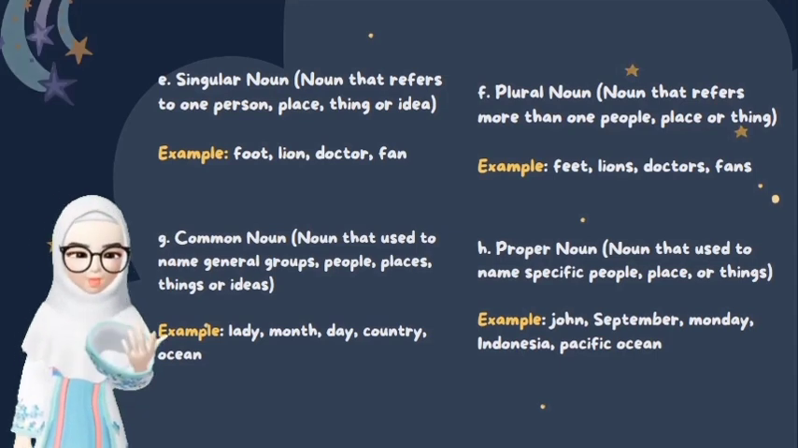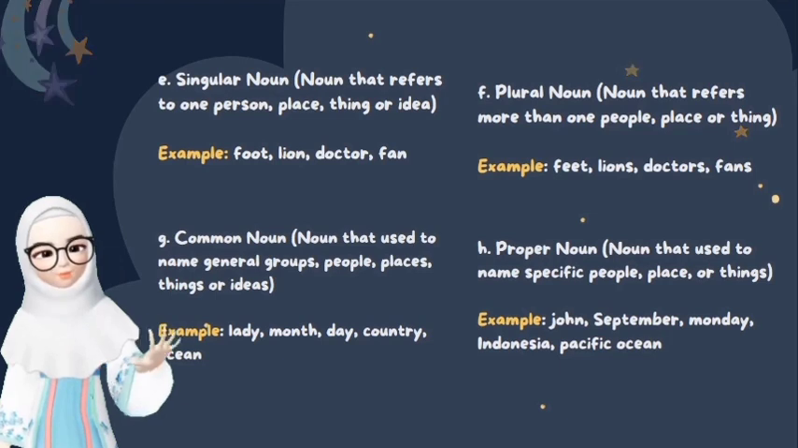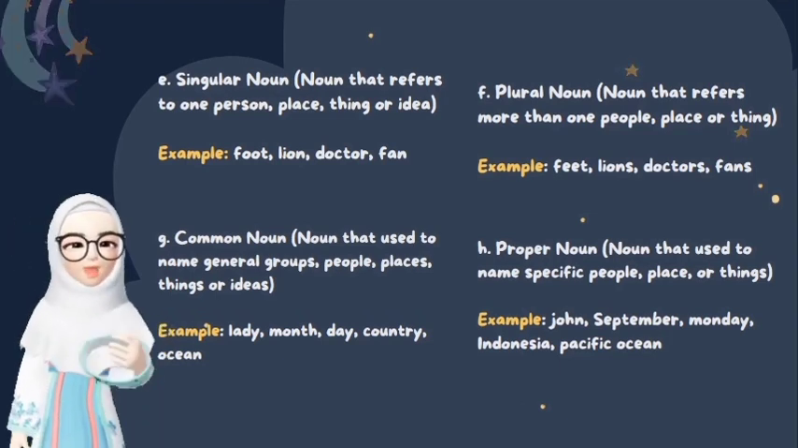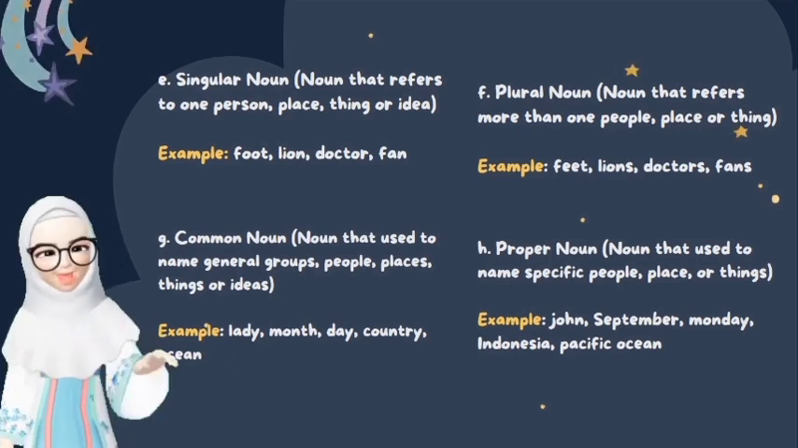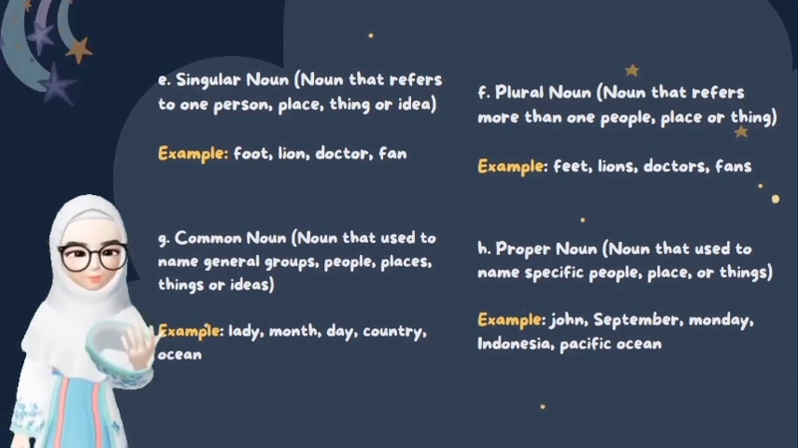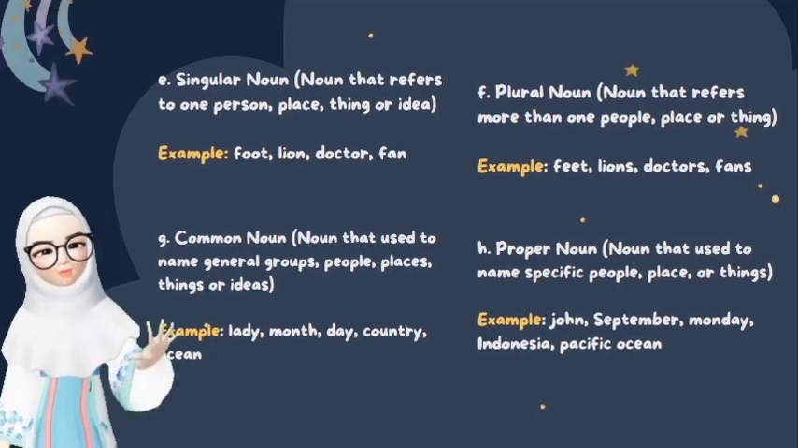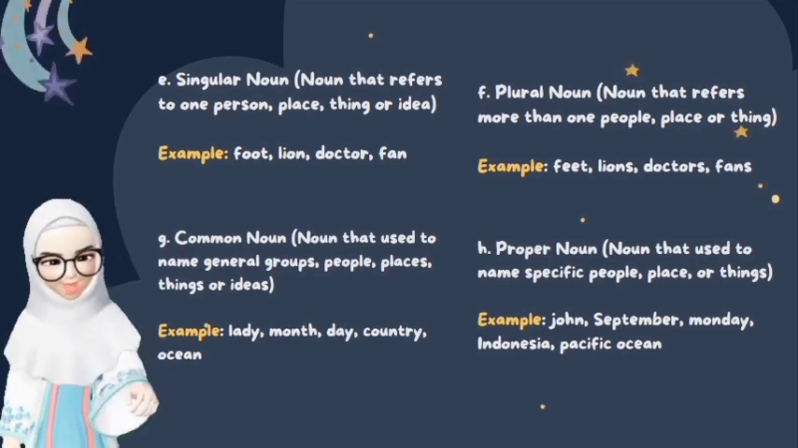8. Common noun. Noun that used to name general groups, people, places, things, or ideas. Example, lady, month, day. 9. Proper noun. Noun that used to name specific people, place, or things. Example, John, September, Monday, Indonesia, Pacific Ocean.